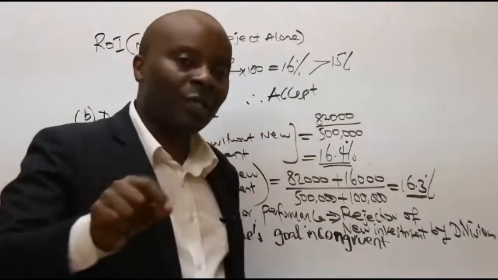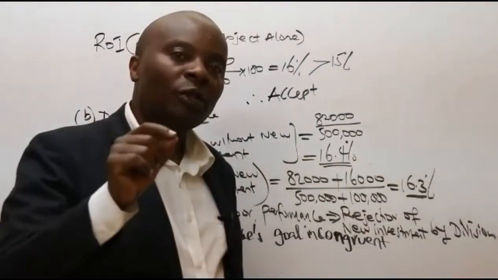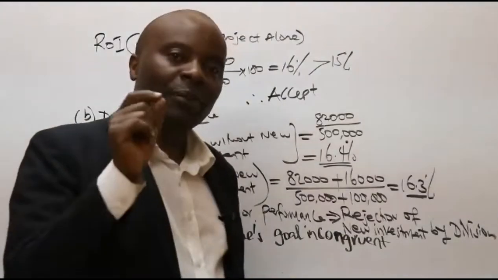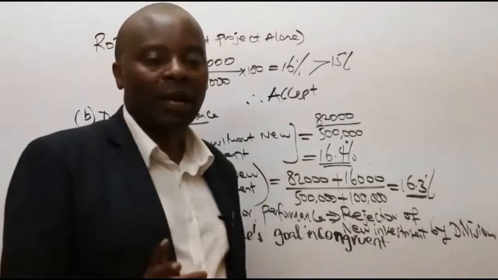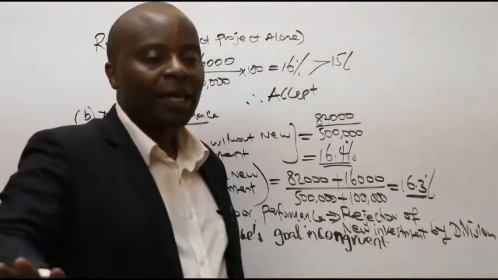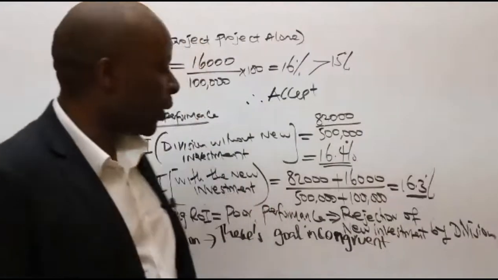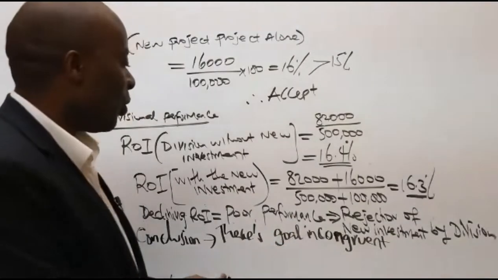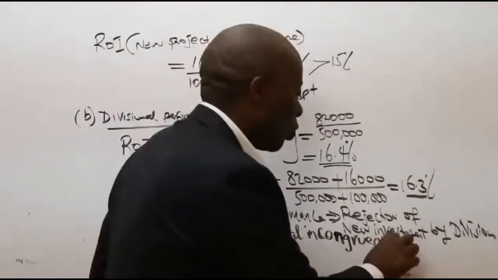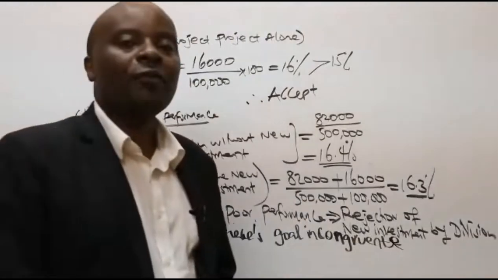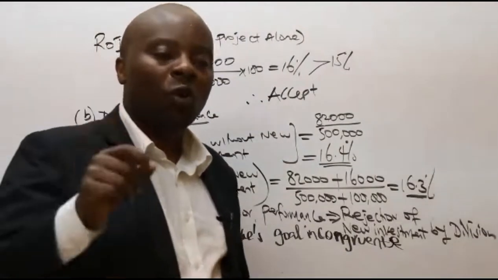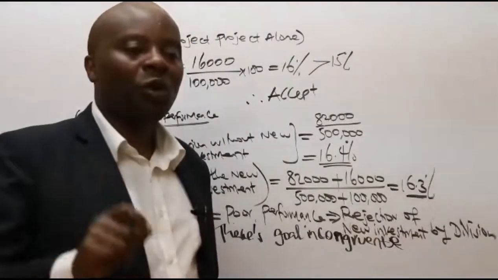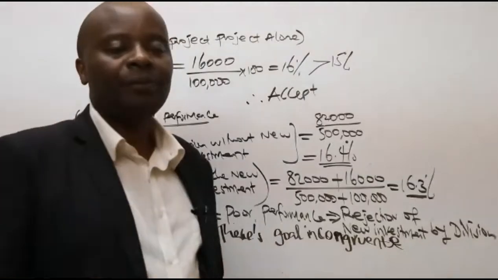So in light of this incongruence, we are making a conclusion that we shall always pursue those decisions which maximize the overall profitability of the whole company. The division says no, we reject, but the company has decided. So in conclusion, there is goal incongruence, and therefore, the decision of the whole company will prevail.